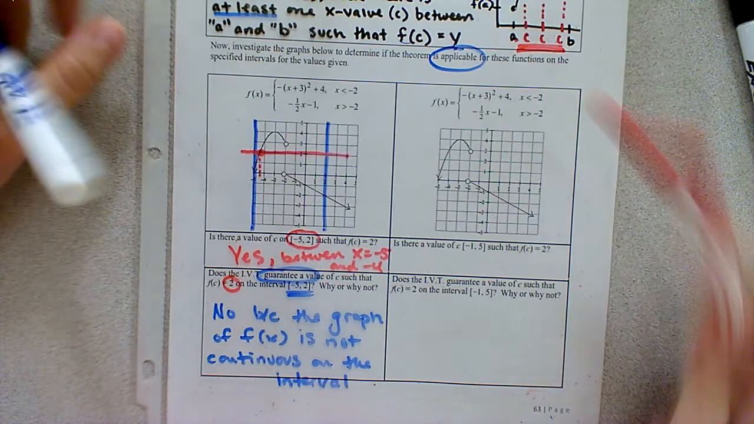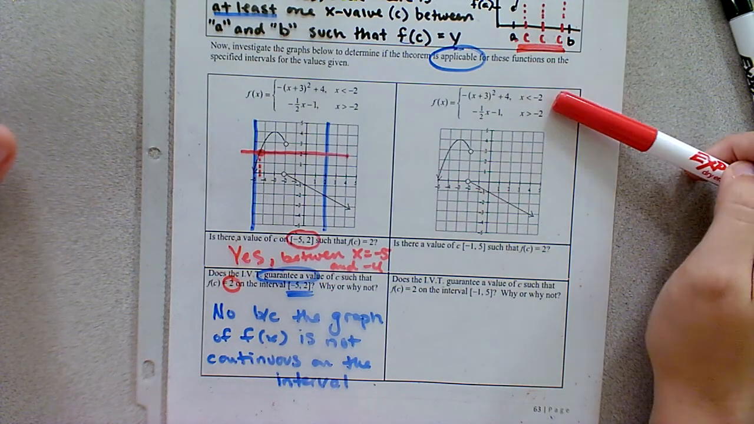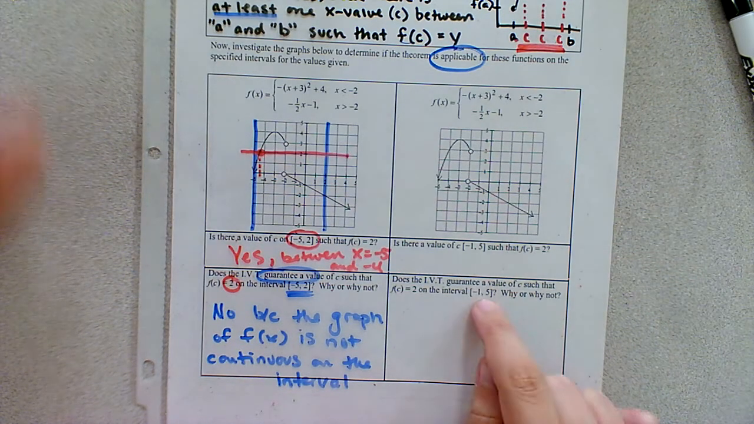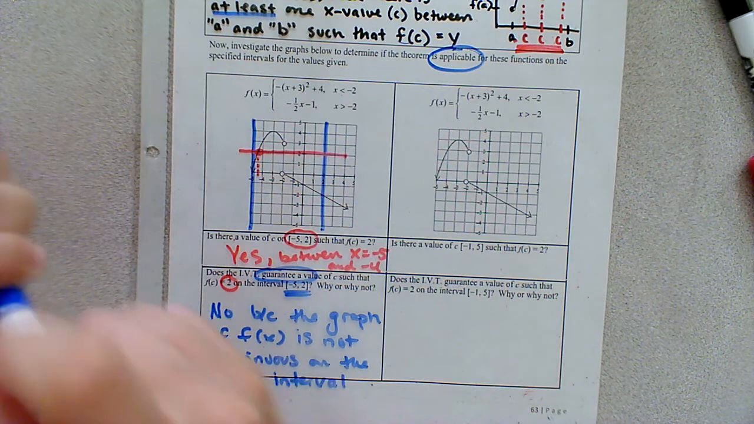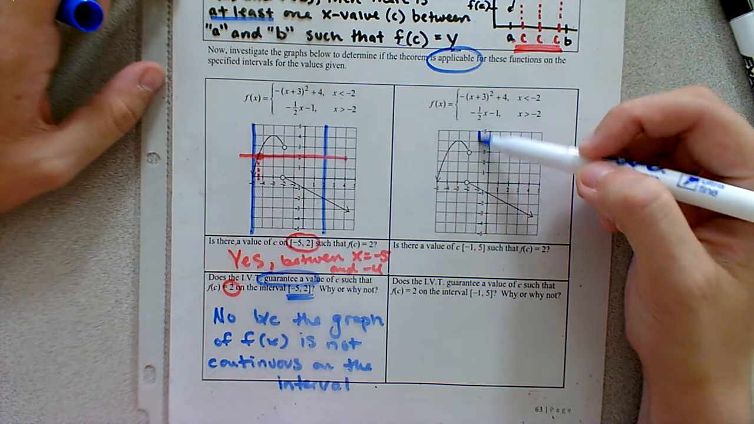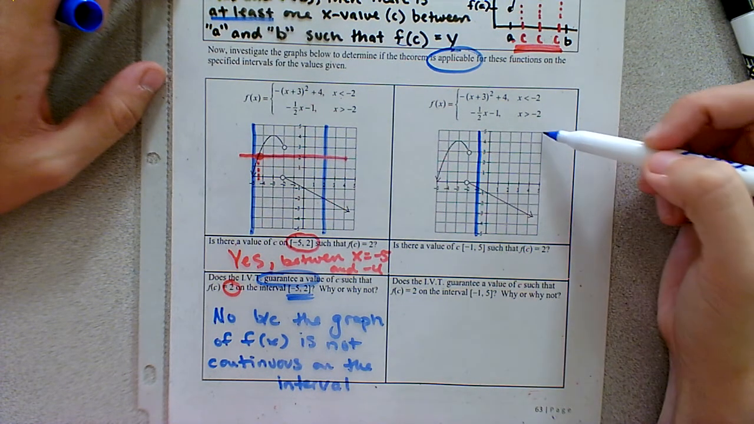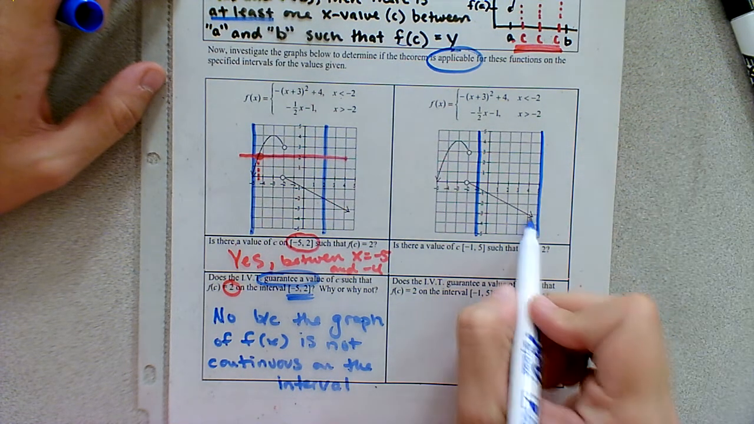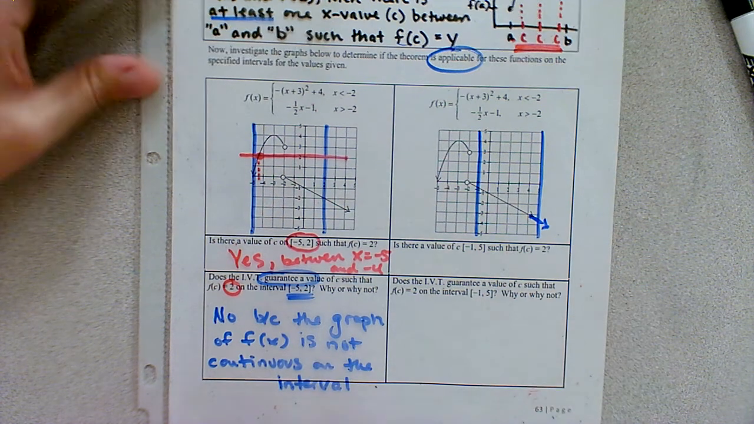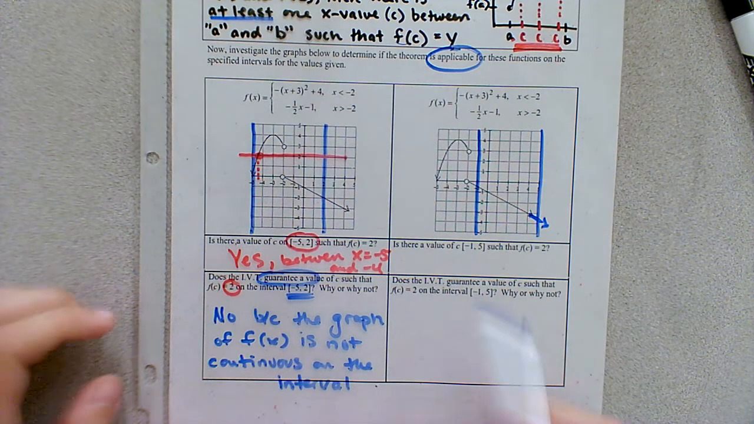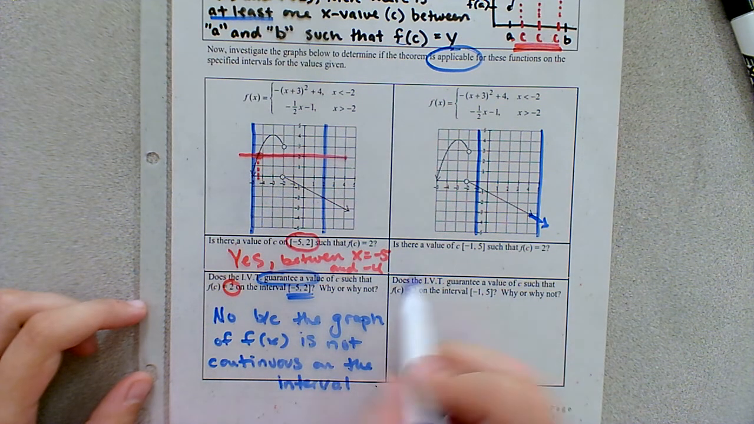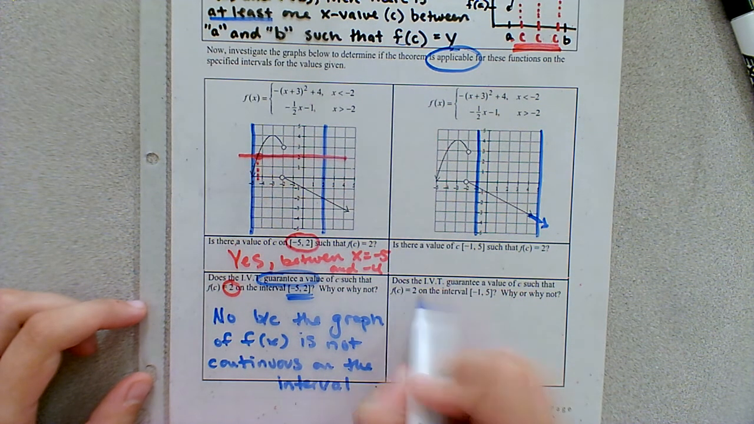Let's try the next one. Same piecewise function, same graph, but the only difference is notice how we're changing the interval. This time we're only looking from -1 to 5, with an arrow that would continue on to the right. So does the IVT guarantee a value for c such that the output would be 2?